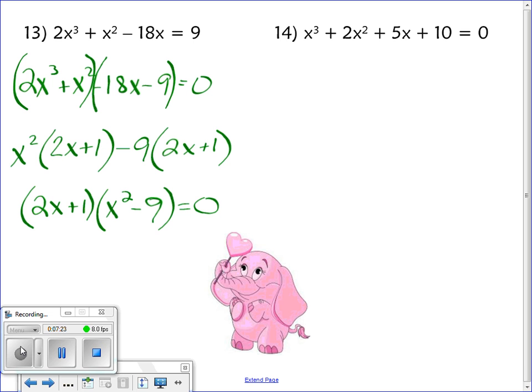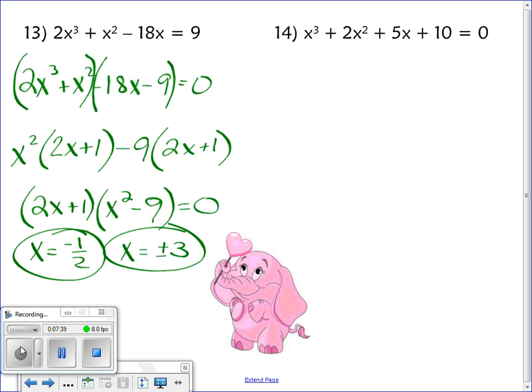I don't know what I was going to write. No, I just wasn't making my 9. So solving, we get x equals negative 1/2, and x equals, that's it.